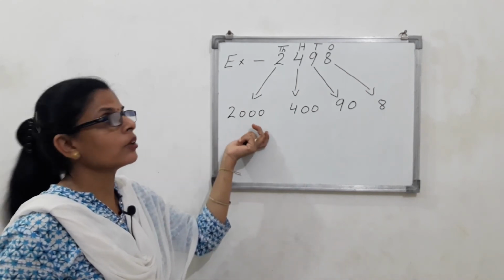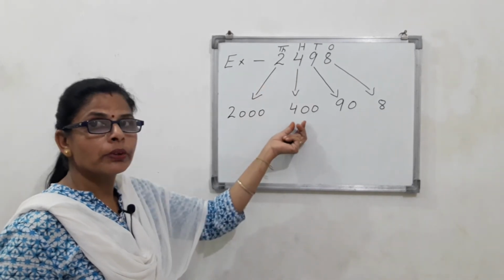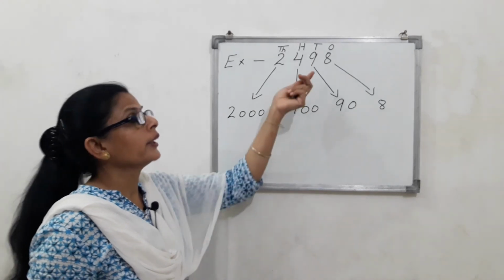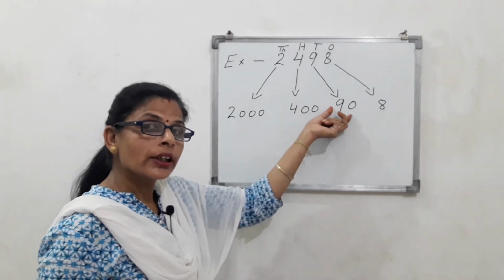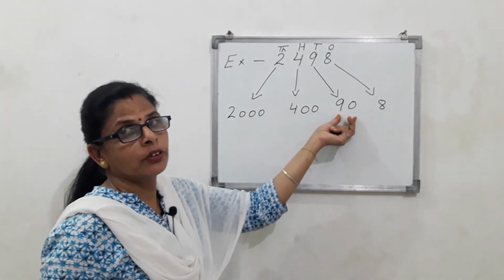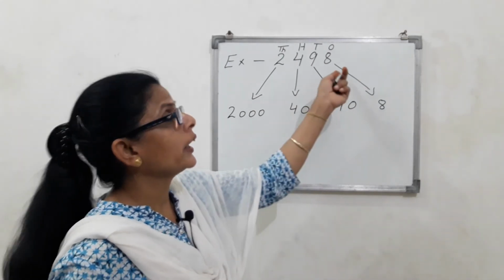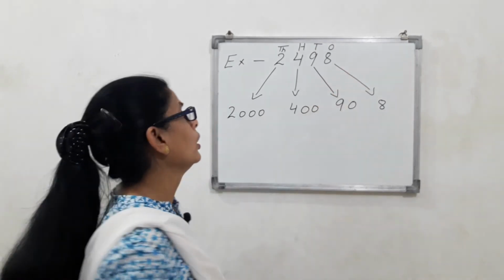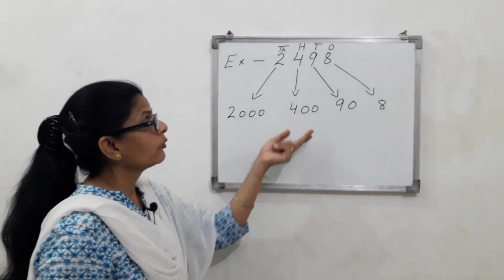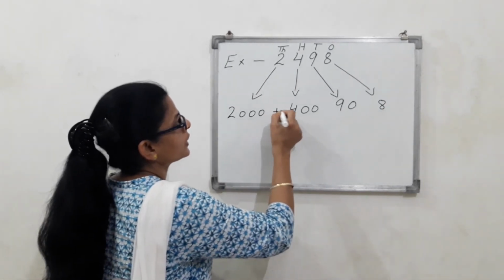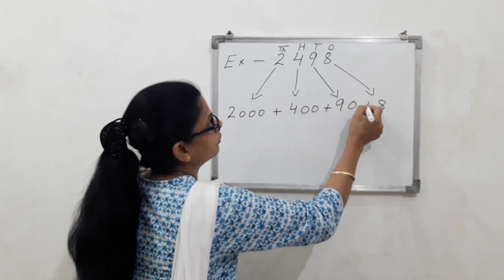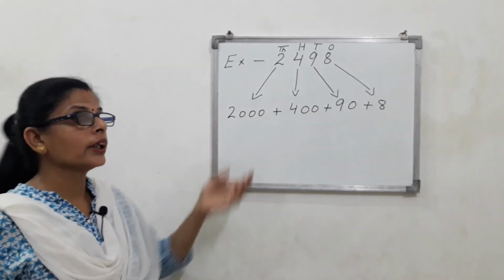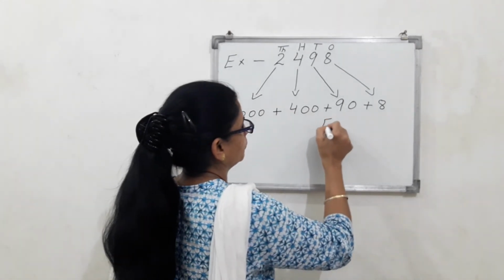This has become 2000. 4 is on the 100 place. So we have expanded this number and written 400. 9 has been written on the tens place. We have expanded this number and got 90. 8 is on the ones place. 8 ones are 8 only. So now we put an addition sign between them. This is called the expanded form.